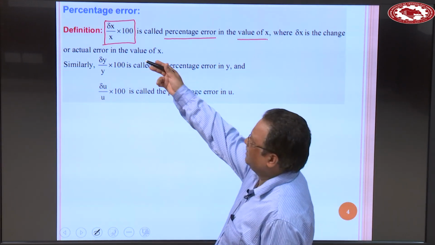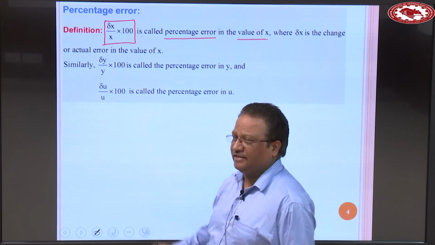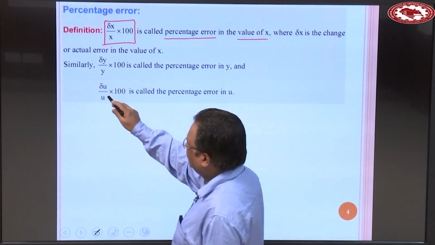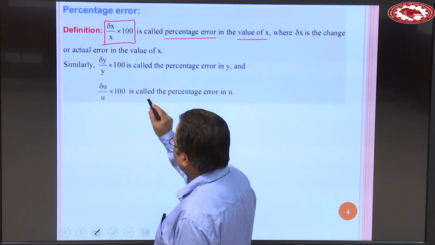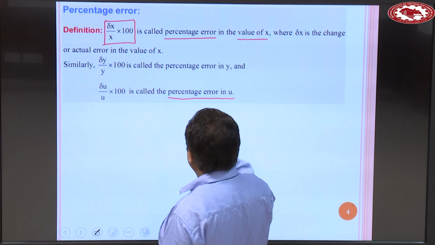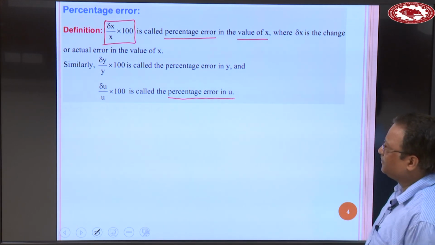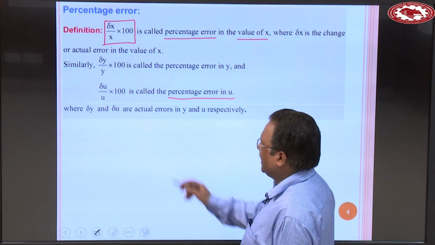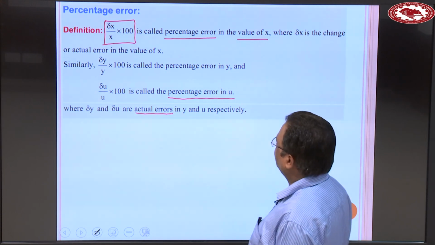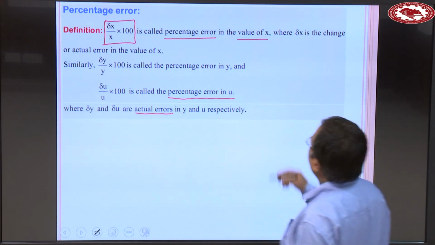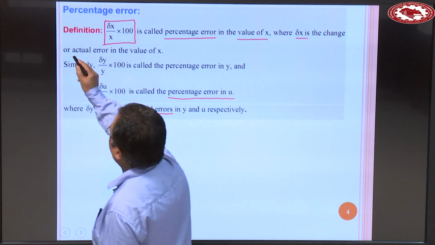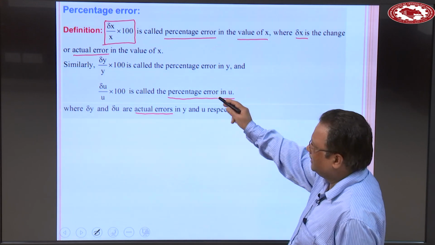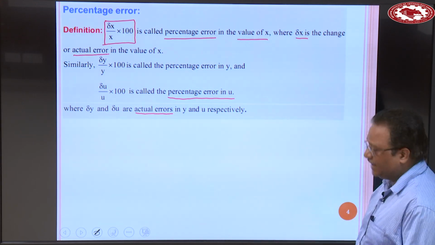So if we are given the percentage errors in the values of x as well as y, then you can evaluate the percentage error in the value of u. Okay. So delta u over u multiplied by 100 is called the percentage error in the value of u, where delta y and delta u are actual errors in y and u respectively. On the same line, delta x is the actual error.